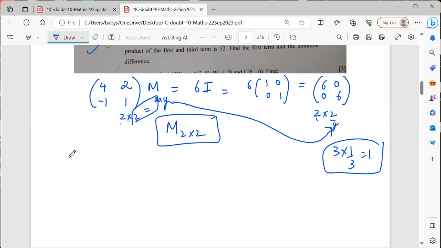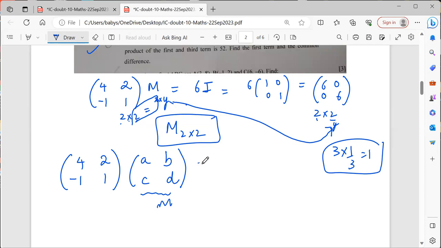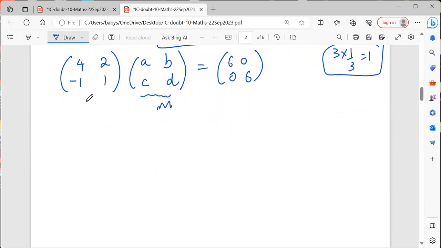Now, no need for that. So what we'll do is, we don't know the matrix M. All I know is that there are 4 elements. So we'll take the elements as A, B, C, D, any 4 elements. This is representing my matrix M, and that will be giving me 6, 0, 0, 6. So now it's just simple matrix multiplication. This is the testing of your knowledge of matrix multiplication.